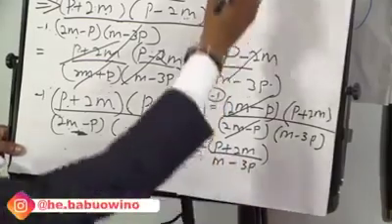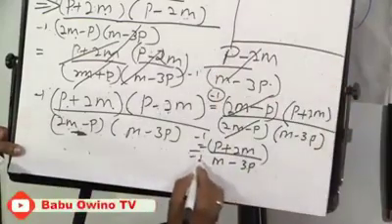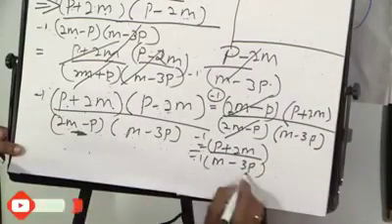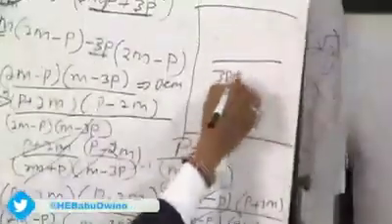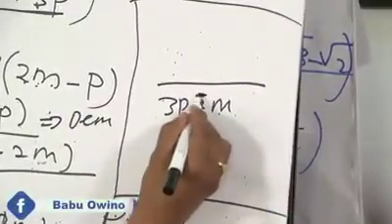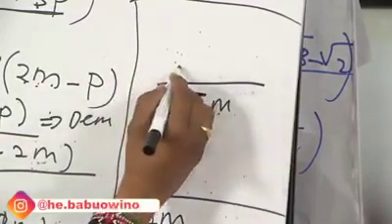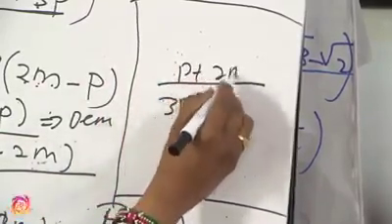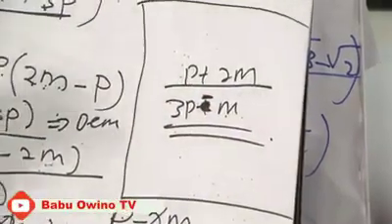Here now you will get, just follow me here, we are almost finishing it. When you multiply this by a negative, you get 3p. The denominator is 3p minus m, sorry, 3p minus m. Then the numerator becomes p plus 2m.